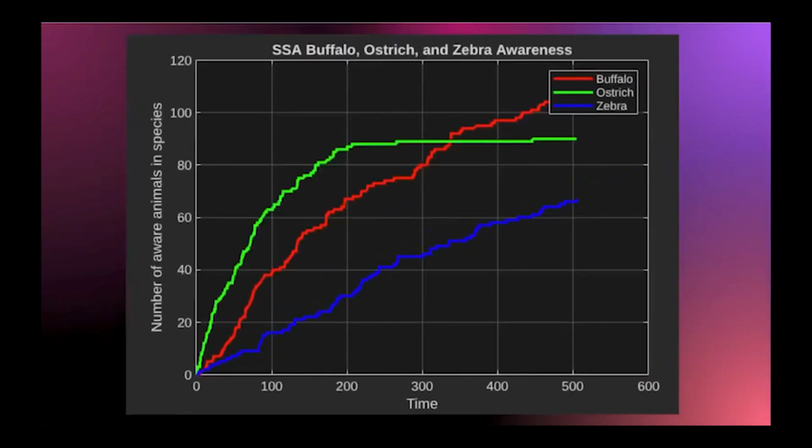And here we have a model of 3 species: the buffalo, ostrich, and zebra. We can see how awareness grows faster here. Ostrich communication influences the buffalo's curve upward. This shows how communication from a group of strong communicators accelerates the awareness.